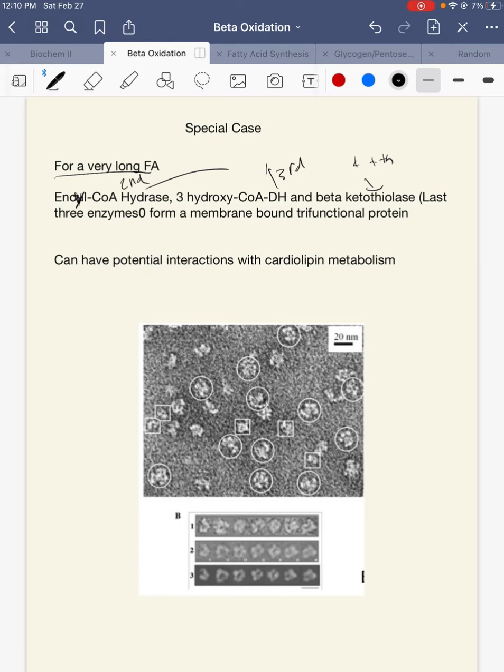And this can actually have interactions with cardiolipin metabolism, which we said is very important for ETC, because it anchors a lot of the ETC proteins in the membrane. So if you get asked about connections between these proteins in the membrane and ETC, this is the thing that links them together. That's mainly why I added it. And it can also have a bunch of diseases and stuff.